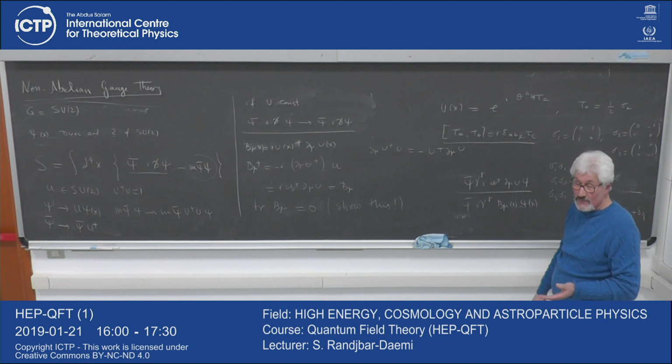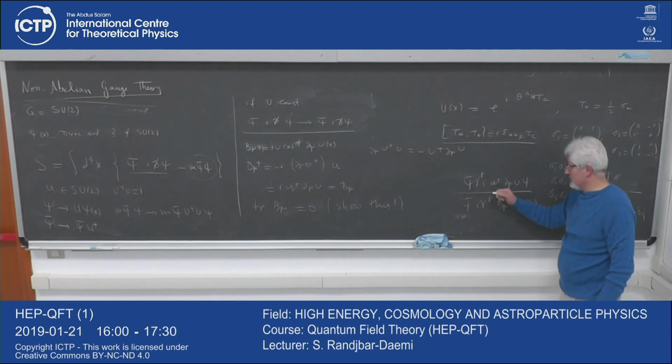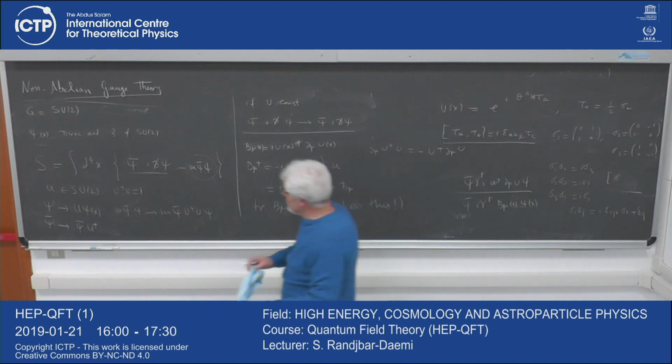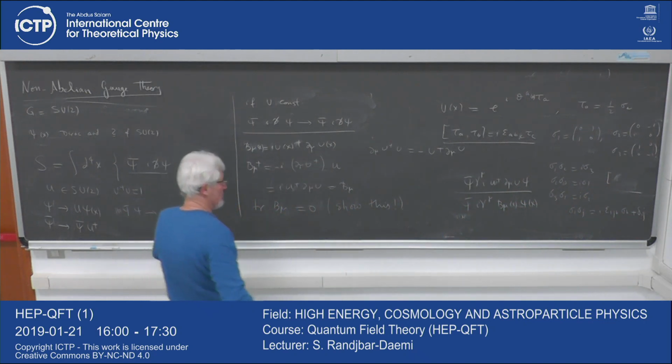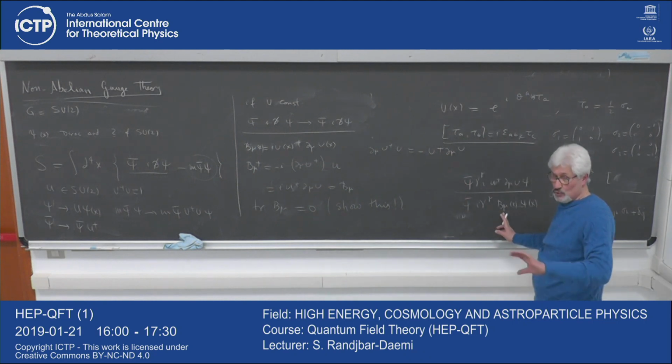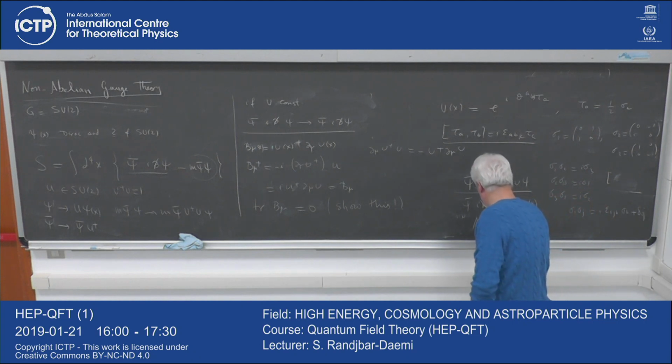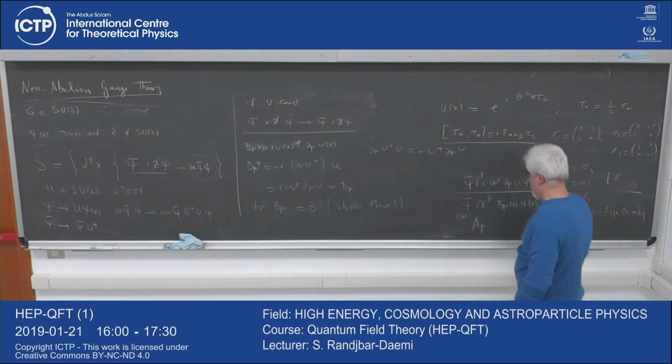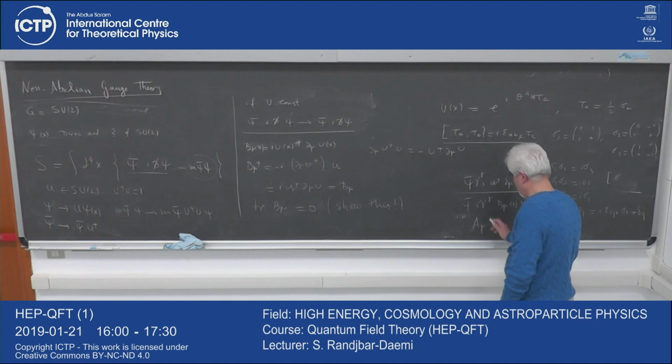So we have to introduce an extra field into the problem and find the transformation property of that extra field in such a way that it cancels this extra term. That extra field must be a vector field. It should be, in fact, a 2 by 2 Hermitian matrix of vector fields. Such a field, let's call it A mu. It's a 2 by 2 Hermitian matrix of vector fields.